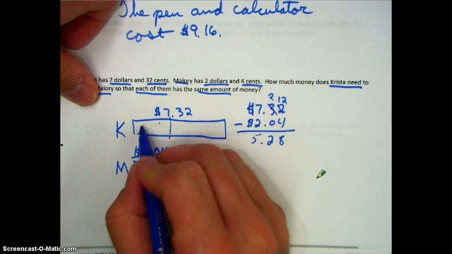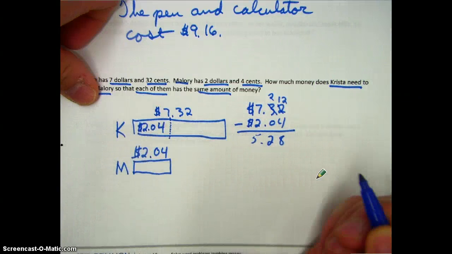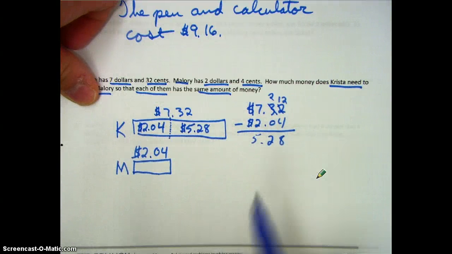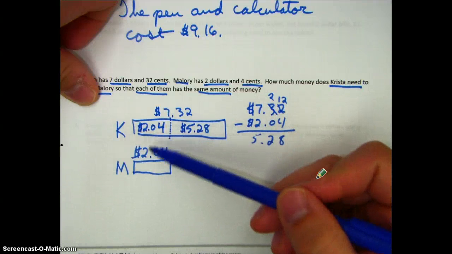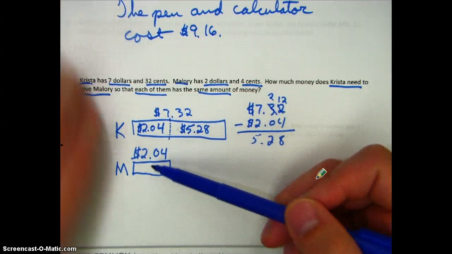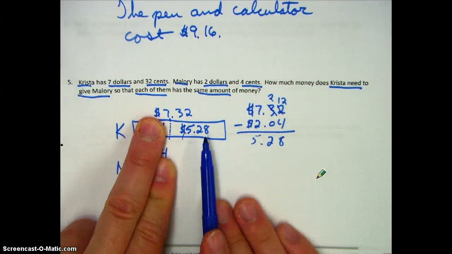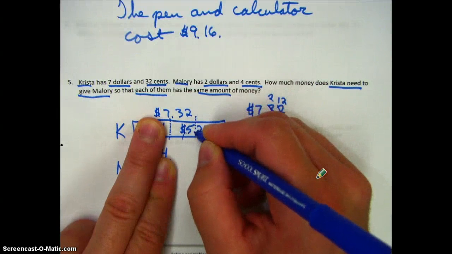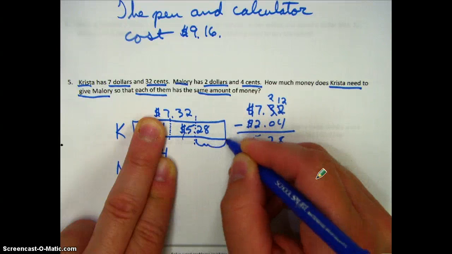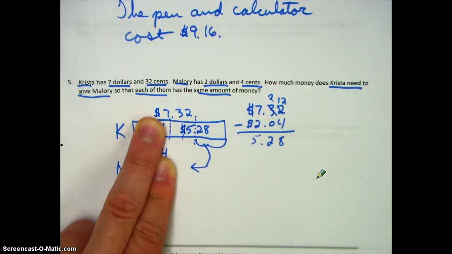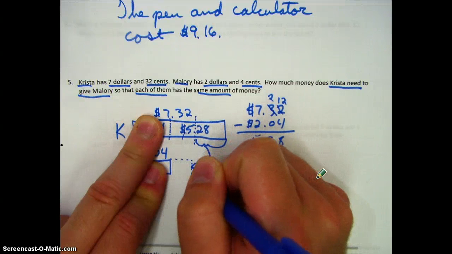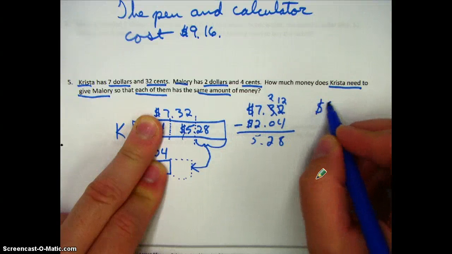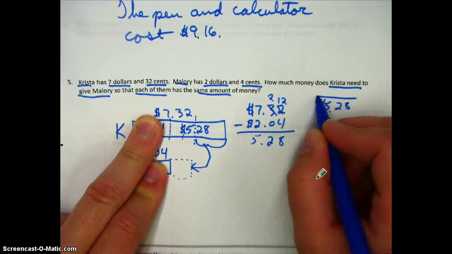Okay, so first thing we're going to do is find out how much money Krista has more than Mallory. We're going to find out this space right here because she's going to have to give some of this to Mallory. Okay, so now that tells us that we have $2.04 here, and we have $5.28 here. Okay, so now what we need to do is both girls have the $2.04 section here. So now what we need to do is take this $5.28 amount, split that in half.